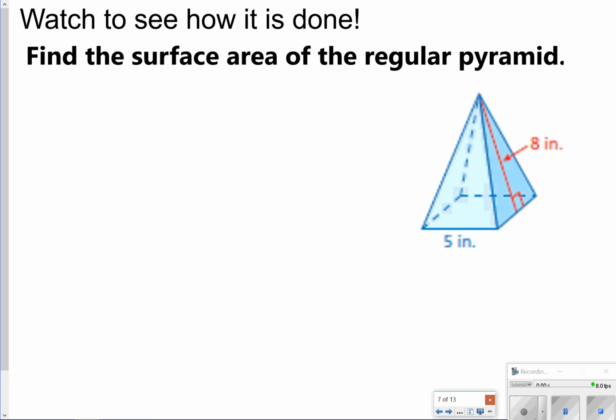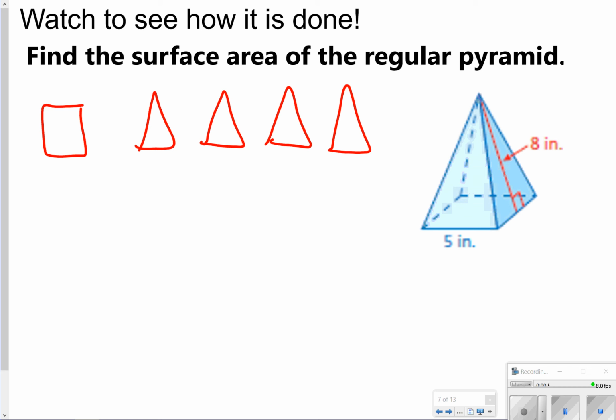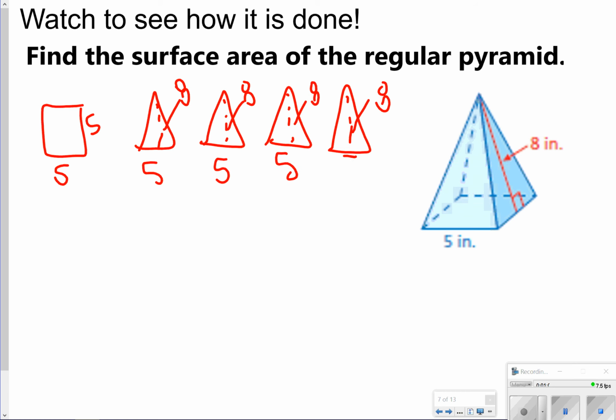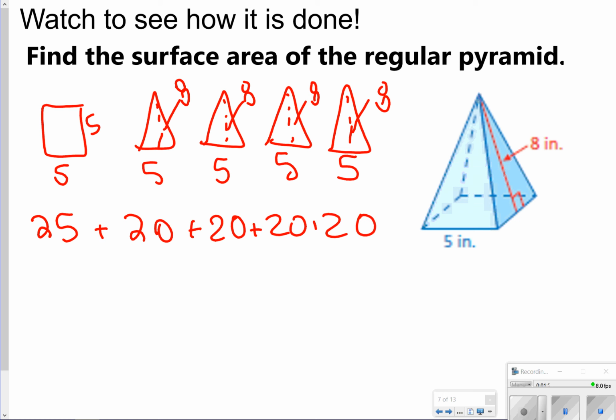So this first one, I'm going to show you how it's done. Again, kind of like how we did in 9.1, it's easiest to draw the shapes that are included in the net. So I have a square and 4 triangles as my shapes. The square is 5 by 5, and all the triangles have a slant height of 8 and a base of 5. All I'm doing now is going to just find the area of each individual shape and then add it all together. 5 by 5 is 25. And then 8 times 5 divided by 2, since they're triangles, is going to give us 20. So I'm going to get 4 20s here. Okay, all of these numbers added together is going to give me 105 inches squared.